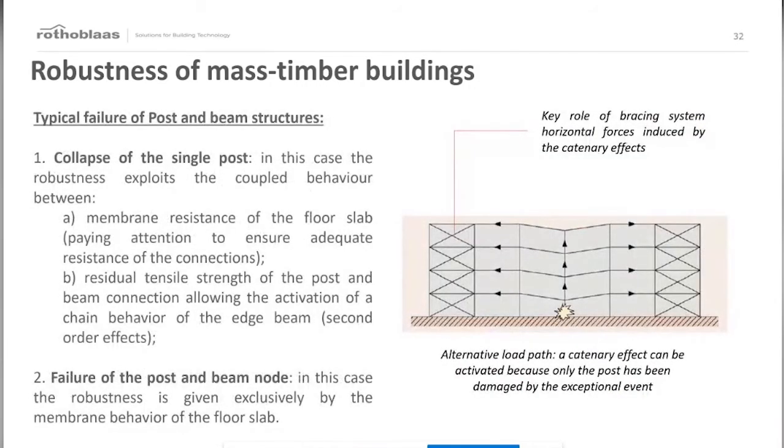In this example, I've tried to show you what happens when we remove a base pillar. You can see that in this case, a catenary effect is activated and a lateral bracing system is necessary to capture the horizontal action. In the case the post and beam node is damaged, this catenary effect cannot be activated. Therefore, the robustness of the building is ensured only by the membrane behavior of the floor.